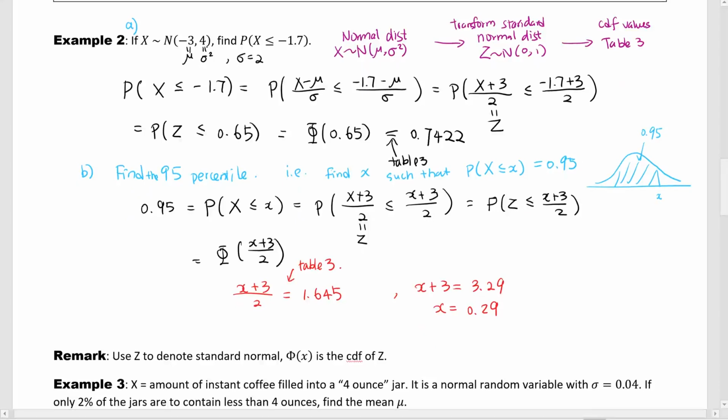So yeah, remark: we use z to denote the standard normal distribution, and phi of x is the CDF of z. Usually we just use F of x to denote the CDF, but the standard normal distribution is so important that we use phi of x to denote it. Okay?